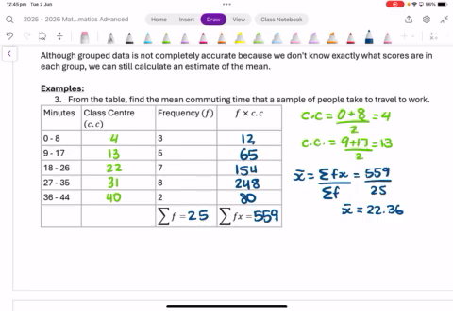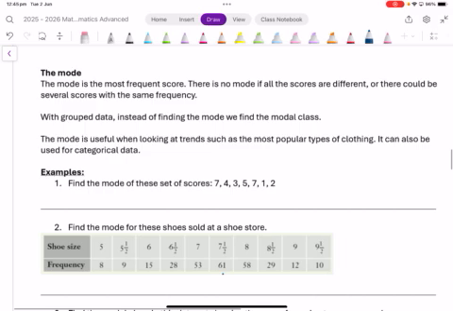Okay, so what we have next is the mode. So we've just talked about the mean, we now have the mode. The mode is the most frequent score. There is no mode if all the scores are different, or there could be several scores with the same frequency. With group data, instead of finding the mode, we find the modal class. The mode is useful when looking at trends such as the most popular types of clothing. It can also be used for categorical data.